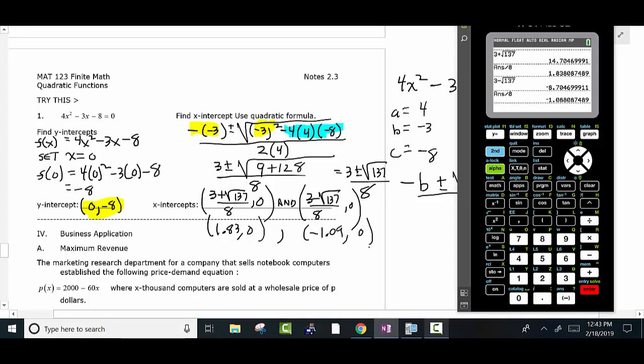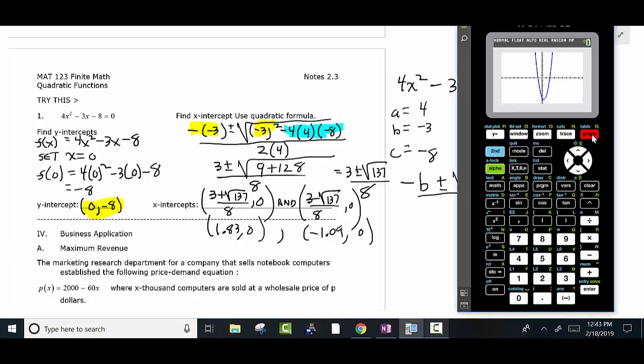There are going to be times when you might want to get the decimal answer. What I was going to show you is this: now that we have the decimal answer, you can type trace 1.83. Then you can see that it's blinking on the X-intercept correctly. So you can check and verify by doing that. You could also do trace -0.109, and you would get the same thing. So you can tell you're right.